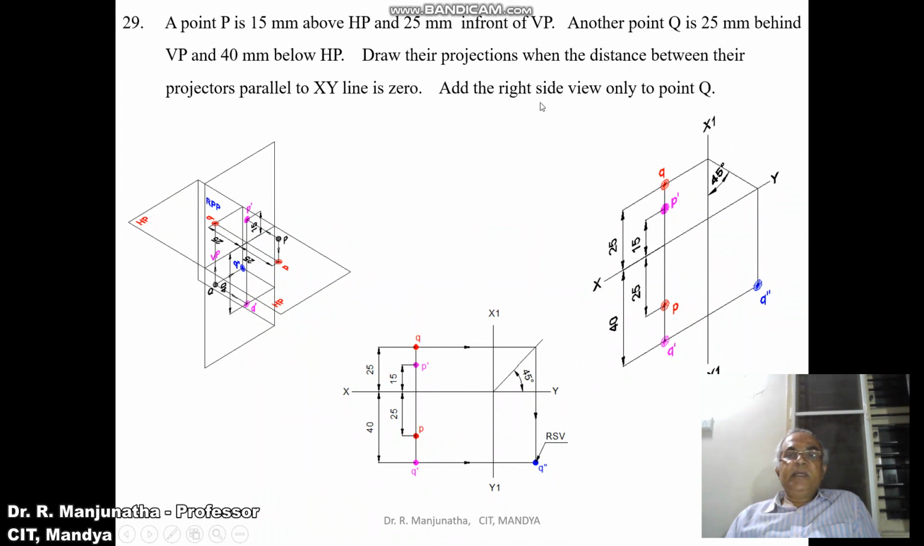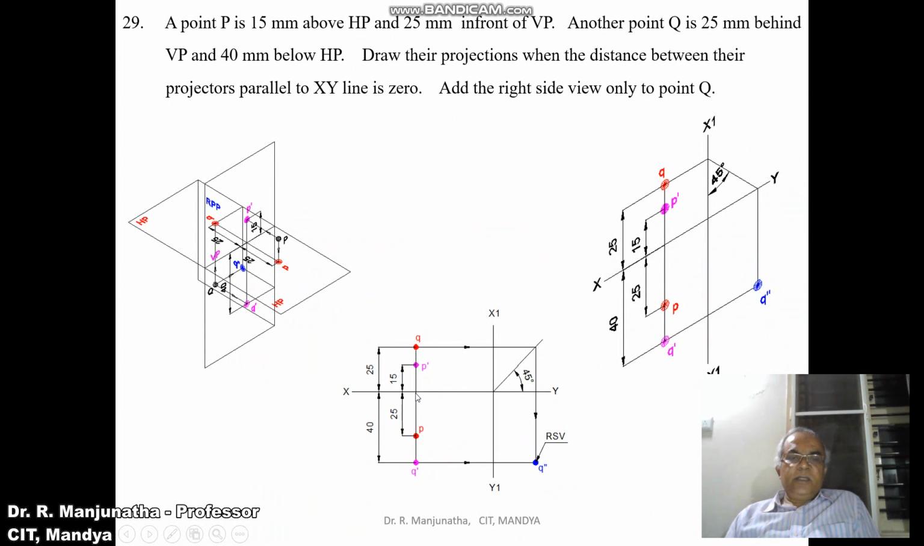Now he says add the right side view only to the point Q. So the top view of the point Q is above XY line. You draw a 45-degree line above XY line adjacent to the top view, then draw a horizontal projector from Q to the 45-degree line. Then from the front view you draw a horizontal projector, and from here draw a vertical projector. Both will intersect at this point and you mark the point as Q double dash.